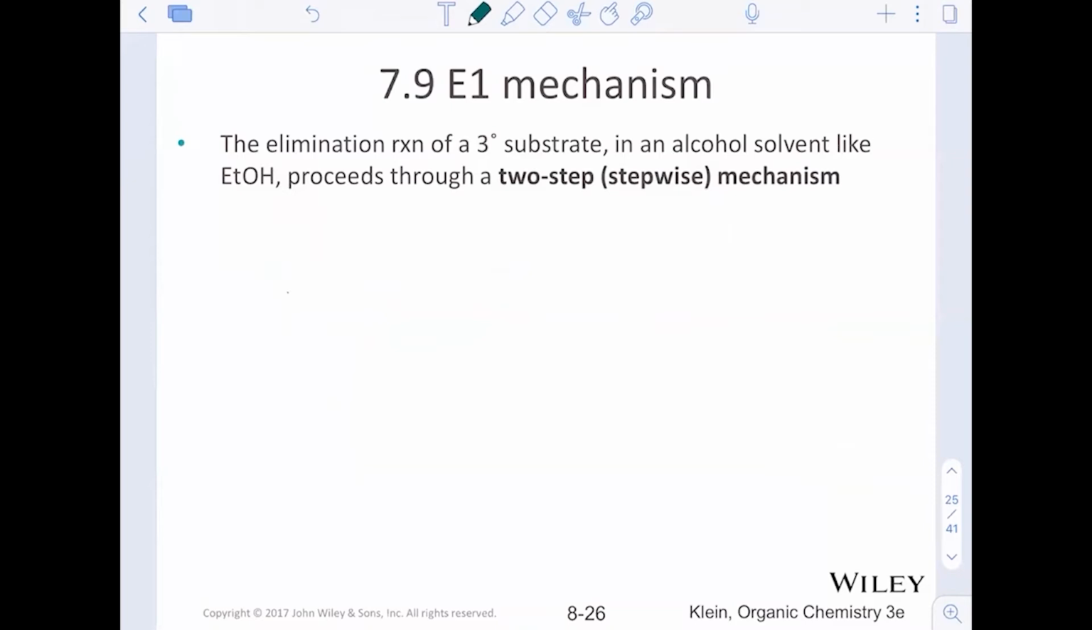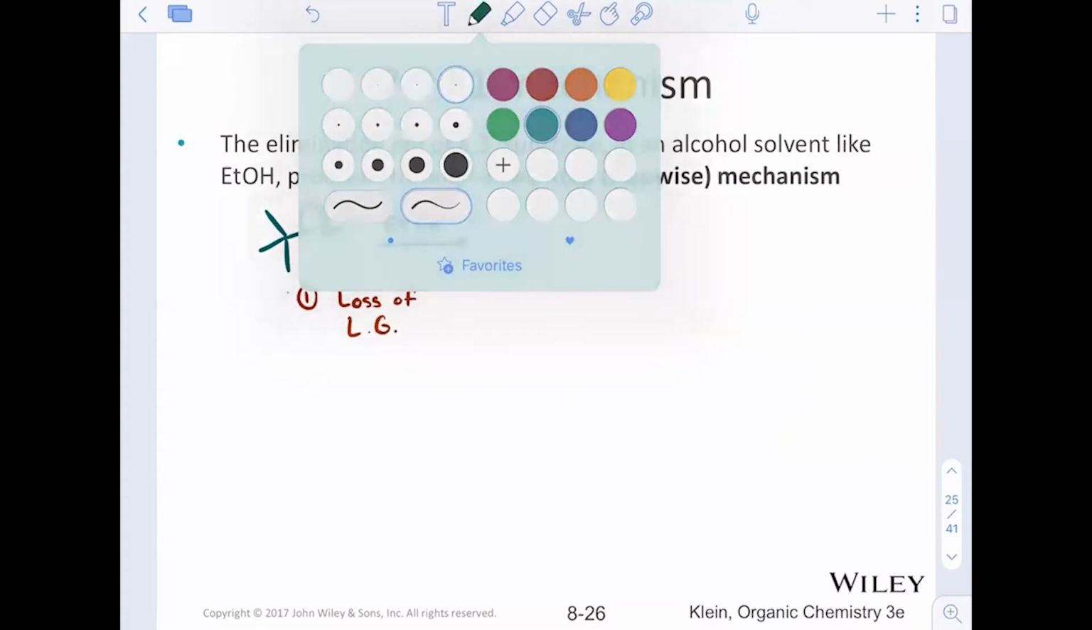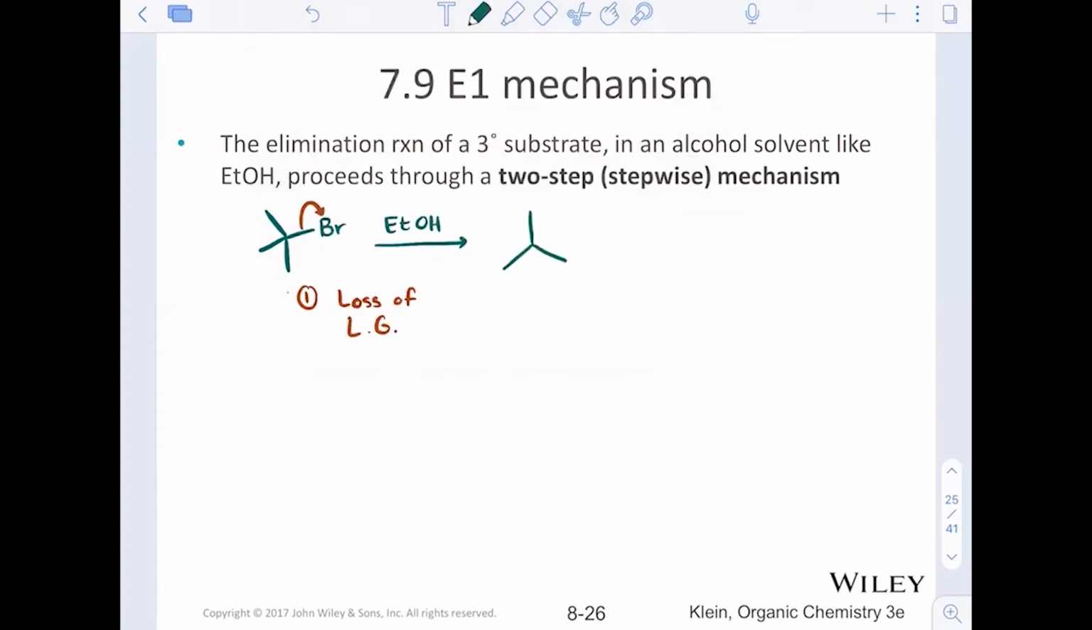All right. The E1 mechanism, the reaction of this tertiary substrate, starting material, again, starts with the loss of leaving group. Step number 1. That is the step that is most important to look at. Will this reaction happen? It's the rate determining step. Did I make a carbocation that is stabilized?